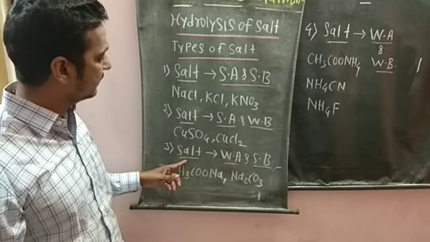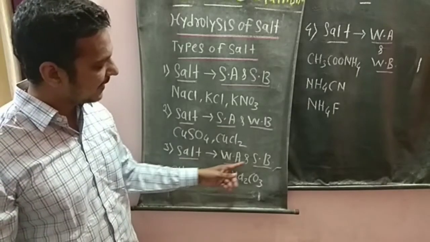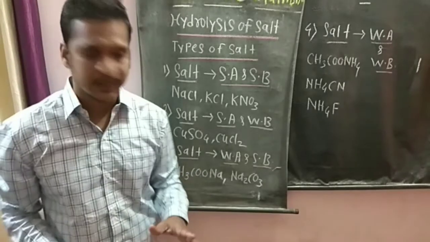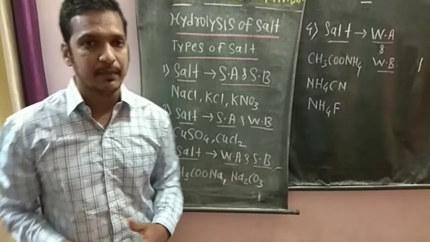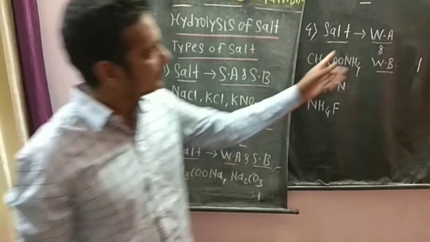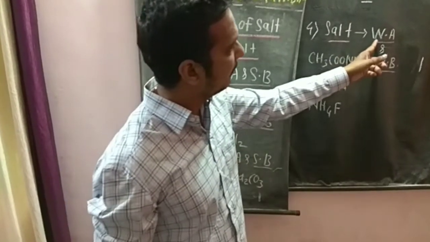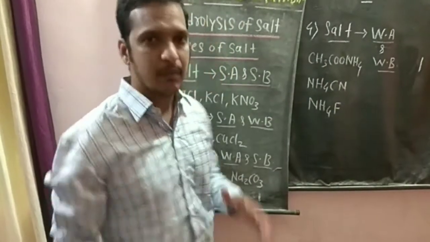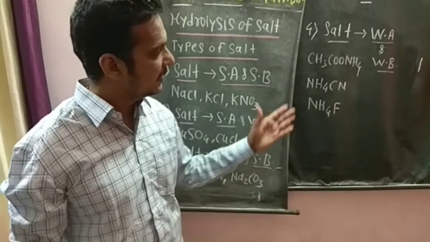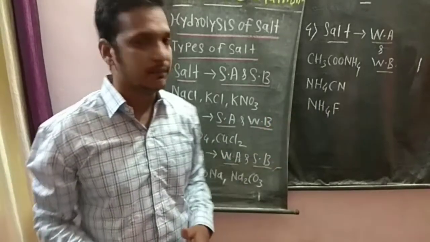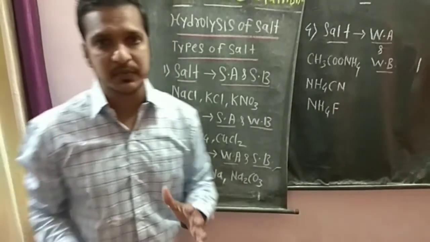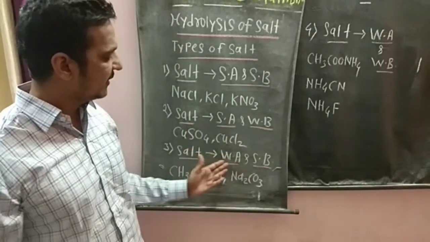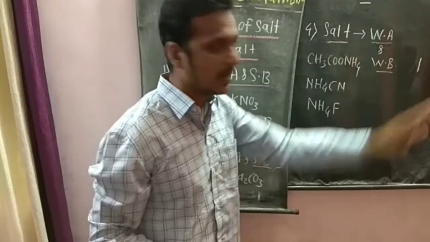Then the third type is the salt obtained from a weak acid and a strong base. For example, CH3COONa, sodium acetate, and Na2CO3, sodium carbonate. And the last type of salt is obtained from a weak acid and a weak base, such as CH3COONH4, ammonium acetate, NH4CN, ammonium cyanide, and NH4F. So there are 4 types of salt: strong acid and strong base, strong acid and weak base, weak acid and strong base, and last one, weak acid and weak base.